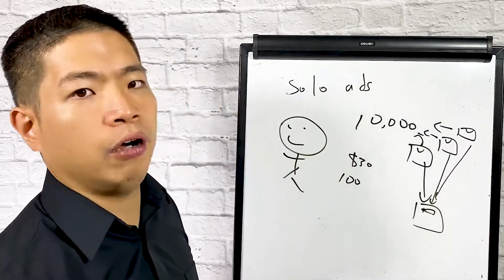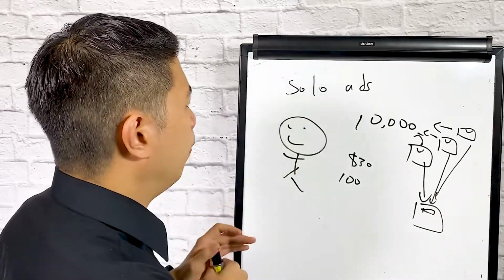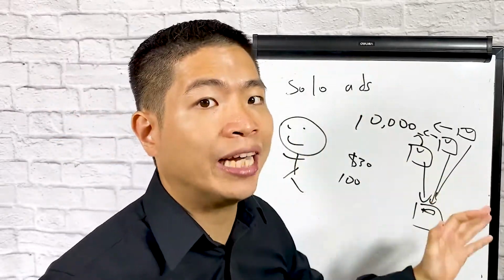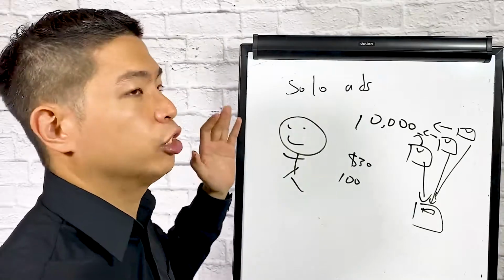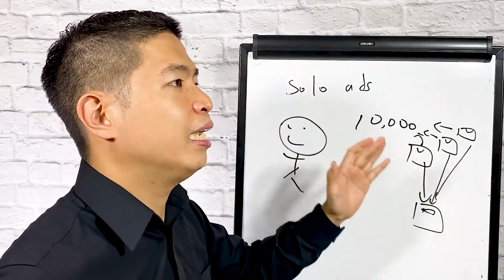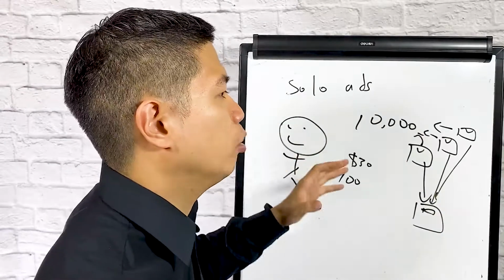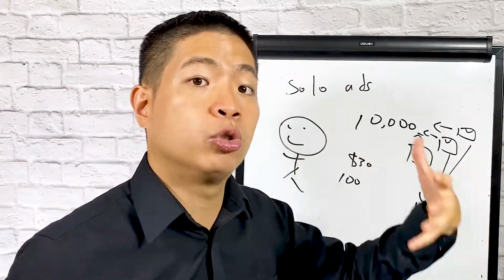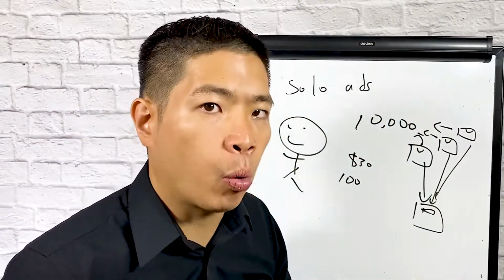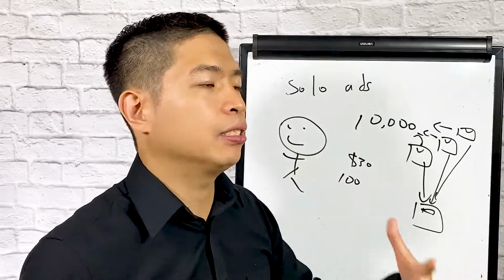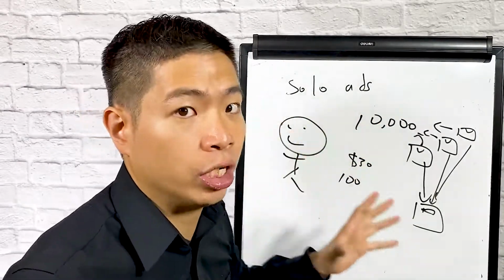And the power of solo ad is that if John built his list in the right way, which means he built the trust, he built a relationship, he provided value, free training, that trust will be transferred to you. That's the power of solo ad, because they trust John so they trust you.